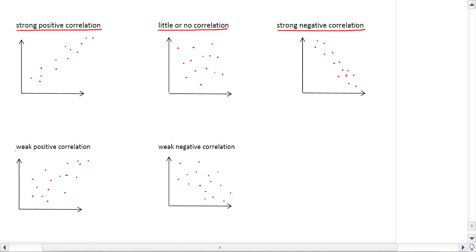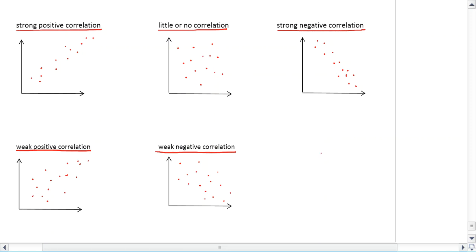In this fourth graph, the points are sort of trending in an upward direction, but they're very spread out, very much away from the line that we would attempt to draw in the middle here. Therefore, this shows a weak positive, and likewise, they're trending down sort of, but not very tightly clustered. That shows a weak negative correlation.